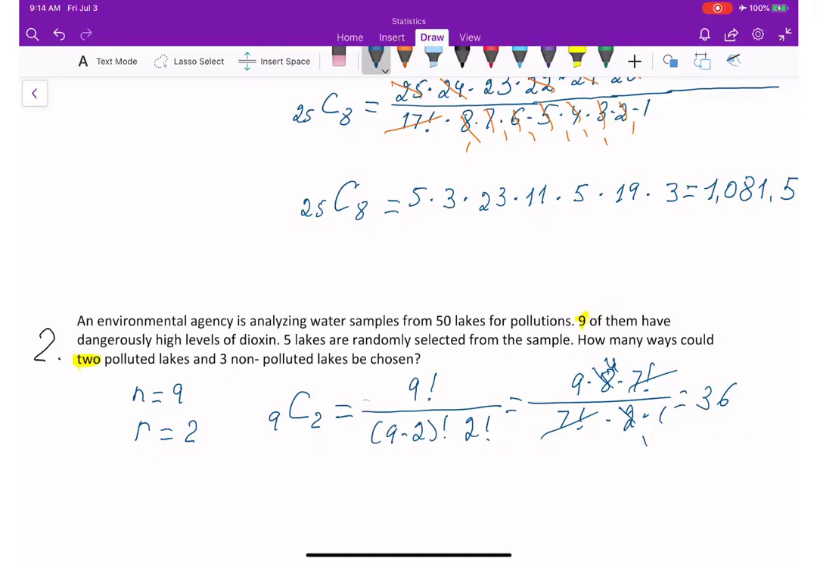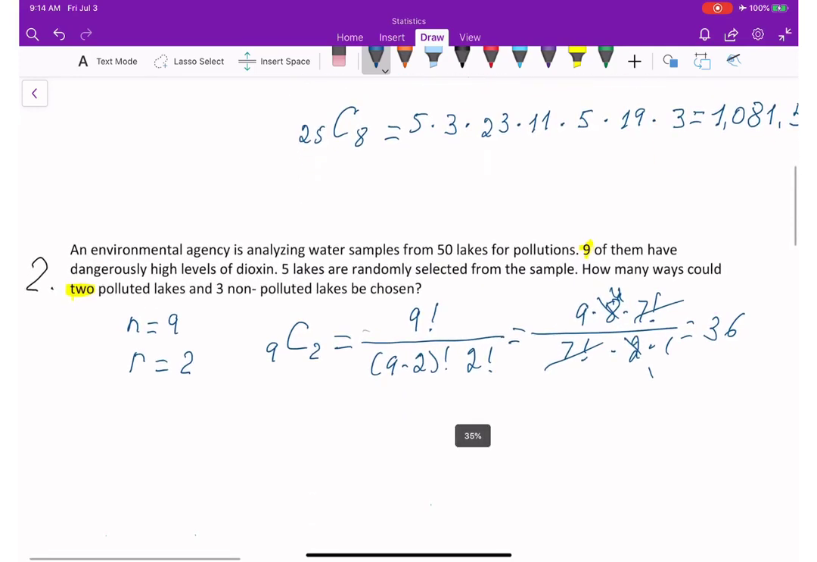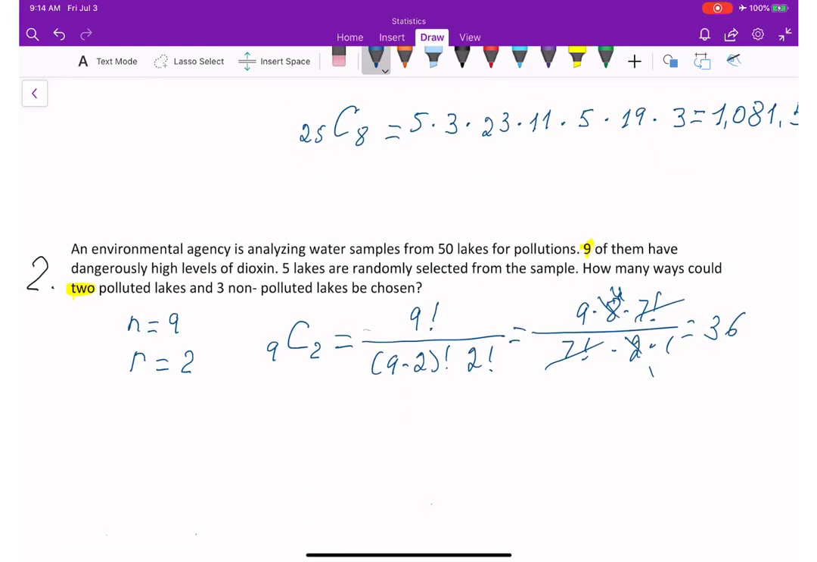I can create out of 9 total elements, and this combination consists of 2 people each. So this is first, we are heading towards answering the question, how many ways could 2 polluted lakes and 3 non-polluted lakes be chosen? So first we are taking care of how many ways could 2 polluted lakes be chosen. We just did 36.